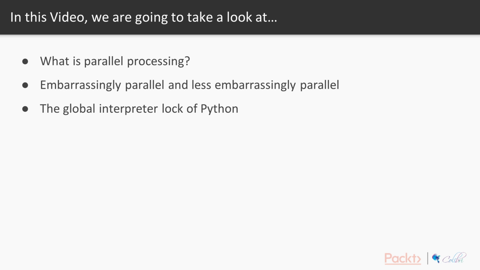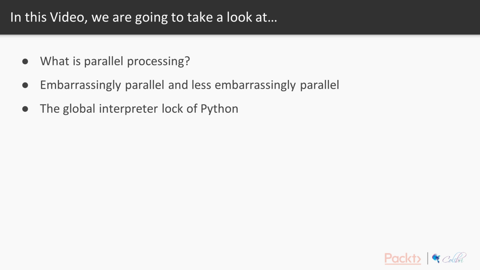Some other problems are less embarrassingly parallel. For example, if they need to work on the same resource, or they need to do some I/O and other complicated operations, this is less straightforward to implement in a parallel programming sense. And so what we're going to present in the next 4 videos are strategies on how we can make both embarrassingly parallel problems and less embarrassingly parallel problems into a parallel processing paradigm.